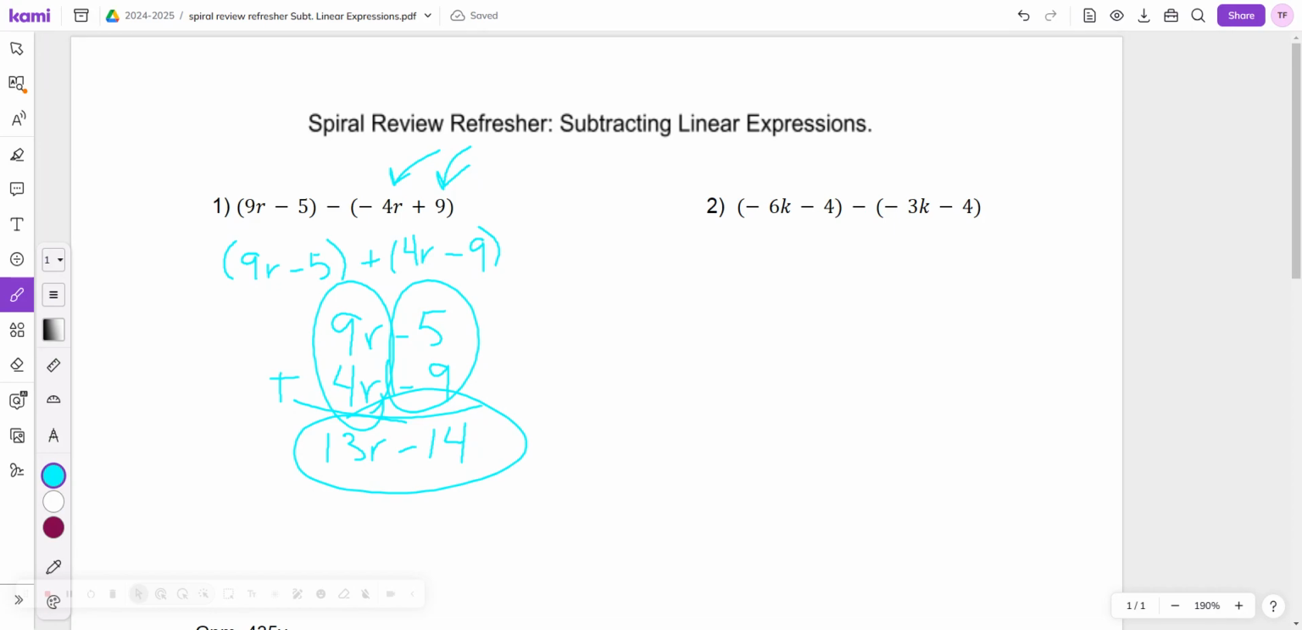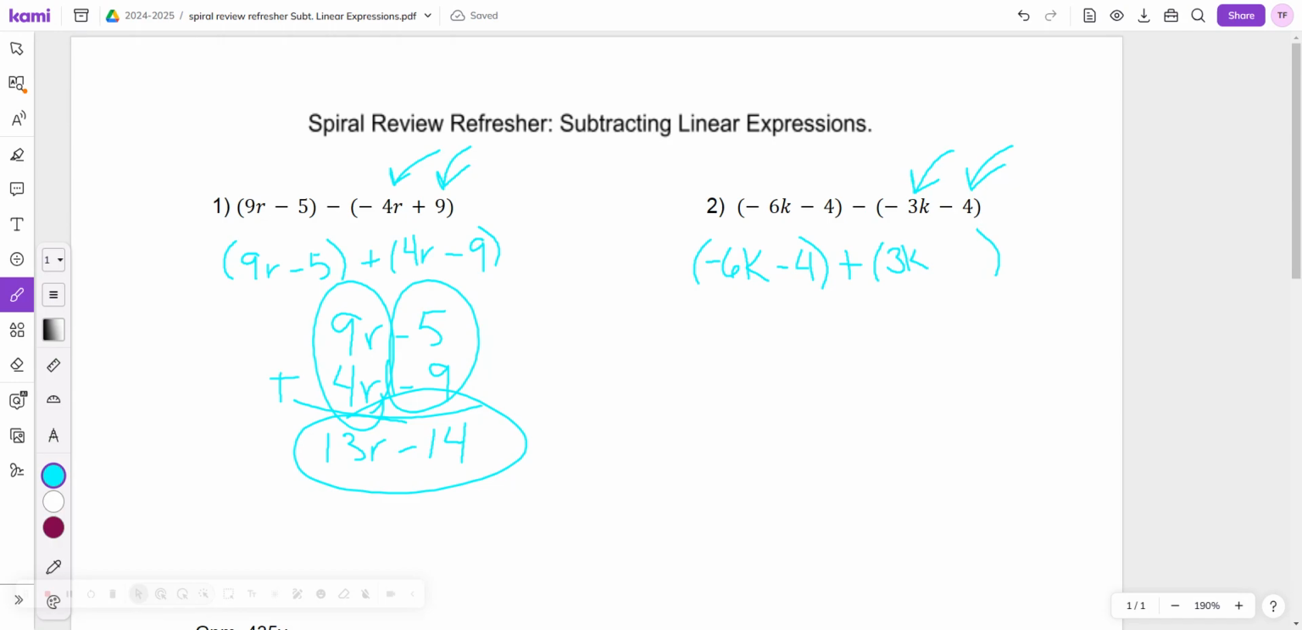If you want to, you can pause the video and give it a try and then come back and check your answer. If not, you can just hang with me and we can do this. All right, so I see that we have two linear expressions being subtracted. So I need to change the problem to where I'm adding the opposite. So that means I'm going to keep the first one exactly as it is, negative 6k minus 4. Change subtraction to addition, and then I'm going to write the opposite of this term and the opposite of this term. Well, the opposite of negative 3k is positive 3k.